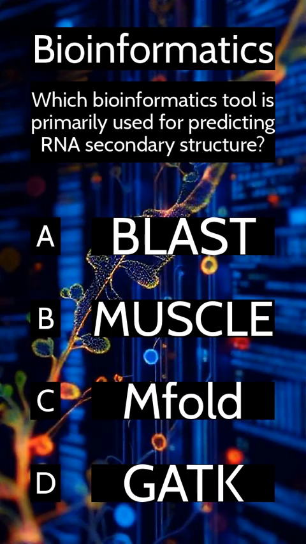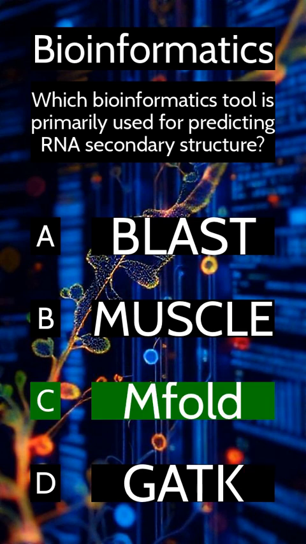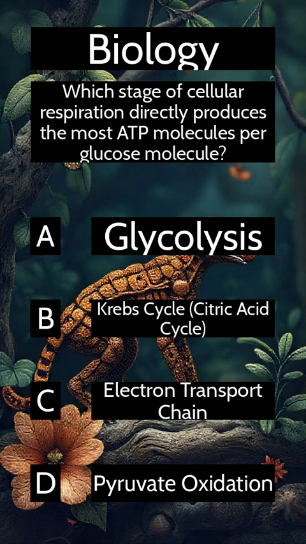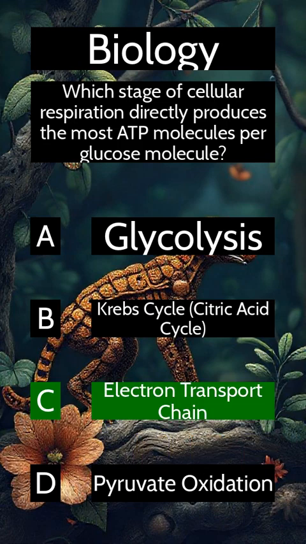Which bioinformatics tool is primarily used for predicting RNA secondary structure? Answer C. M-fold. Which stage of cellular respiration directly produces the most ATP molecules per glucose molecule? Answer C. Electron transport chain.